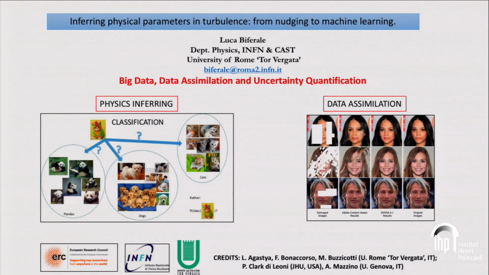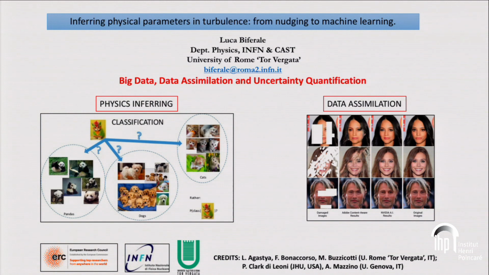Indeed, I changed the title because I realized that I belong to a community that is, I would not say orthogonal, but at least borderline to yours. So I decided to give you more the ideas that are driving me toward your field, more than something too technical. My new title is Inferring Physical Parameters in Turbulence from Nudging to Machine Learning. I will say very few words about machine learning, some words about nudging, even though it's a very old technique, I understood. But I just wanted to convey what is my driving, at least.